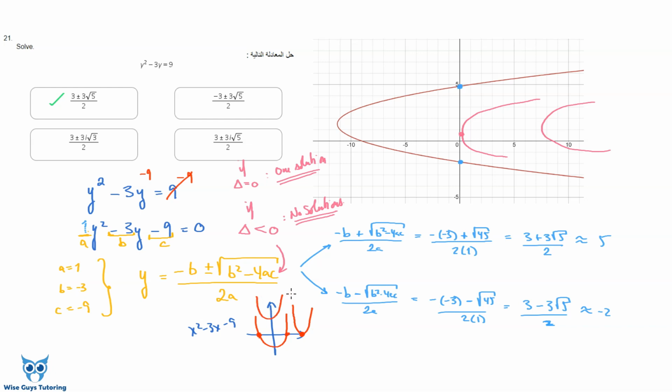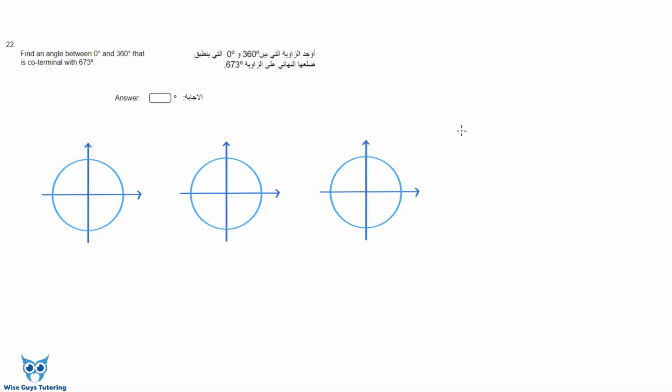Okay, let's move on to question 22. This question says, find an angle between 0 and 360 degrees that is coterminal with 673 degrees. Now, what does coterminal mean? When you're talking about angles, so these circles obviously were drawn by me, they're not on your test, but it's just for demonstration purposes. So when we're drawing an angle, let me just give you a simple example first, okay?